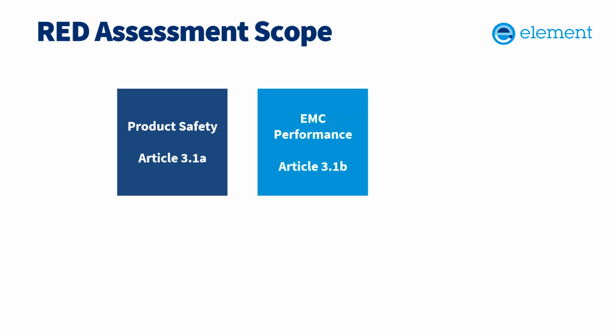The next article, 3.1b, is covering EMC, electromagnetic compatibility. And that really ensures that the product itself will work adjacent to other electrical equipment and won't cause harmful interference to other users of the radio spectrum.